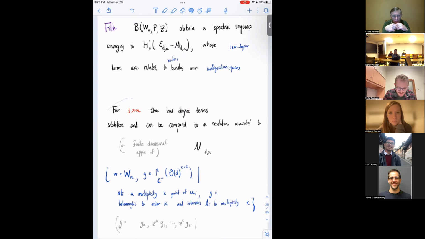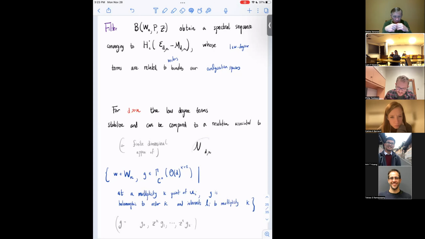And the idea is that at least if D is sufficiently large relative to N, then the low degree terms of the spectral sequence stabilize. And we can actually compare them to a resolution of a different space. That's a more topological nature.